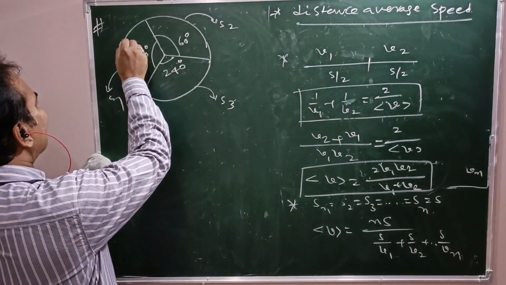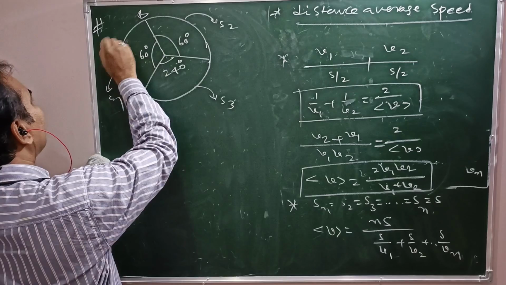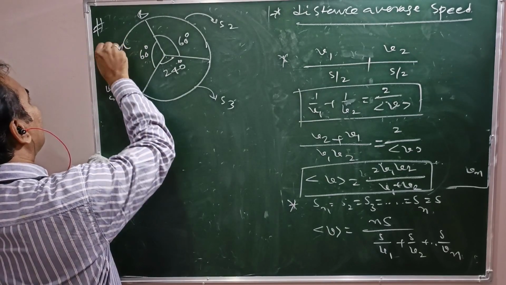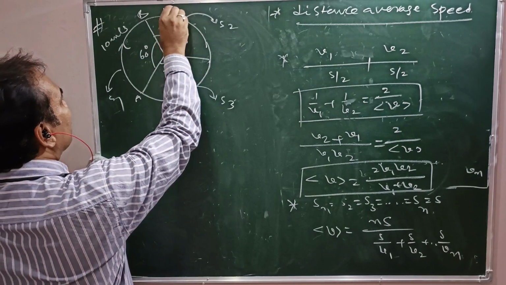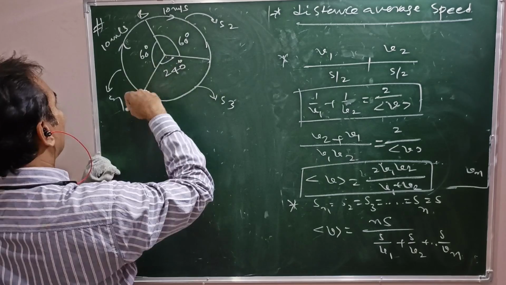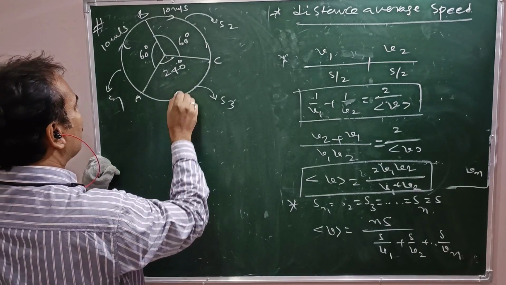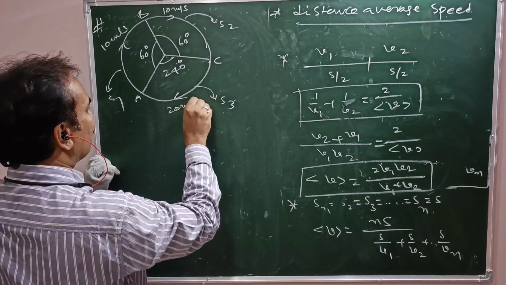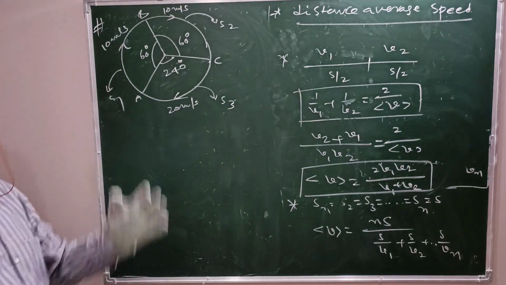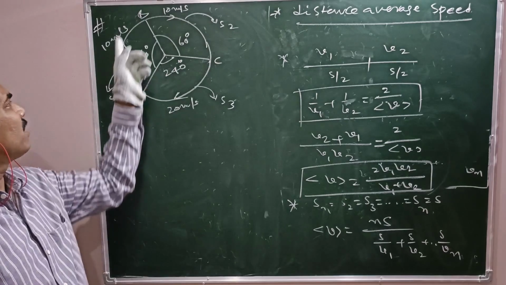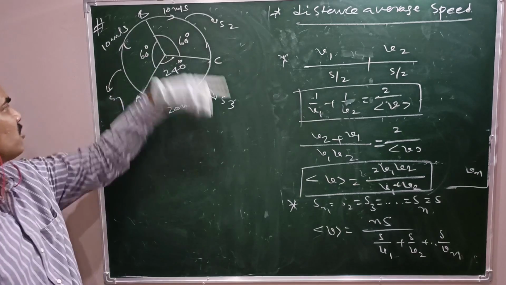Now here, the particle moves from A to B with a speed of 10 meters per second. From B to C also 10 meters per second. From C to A with a speed of 20 meters per second. So these are the statistics here. So here the particle moves along the circumference of the circle as shown with different speeds while traveling through different arcs.